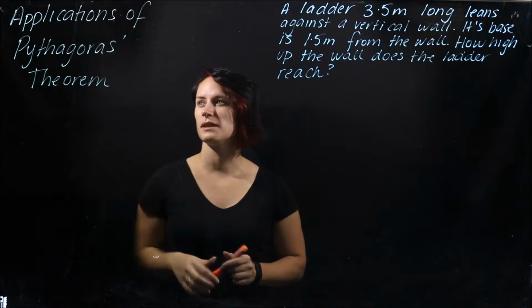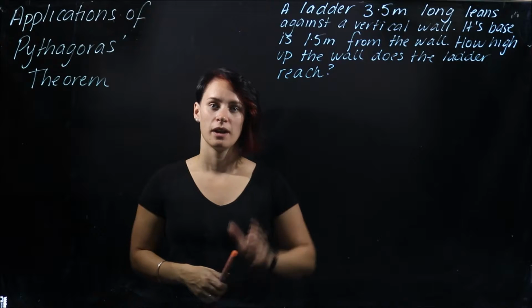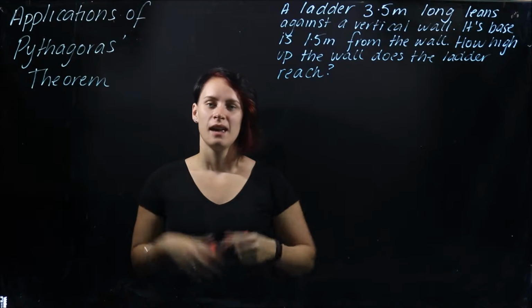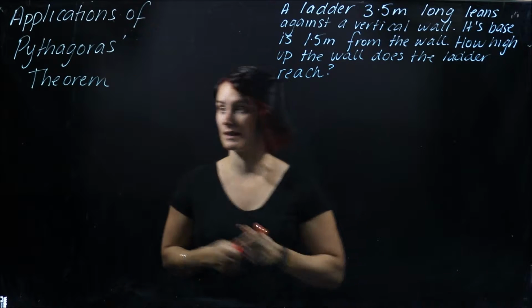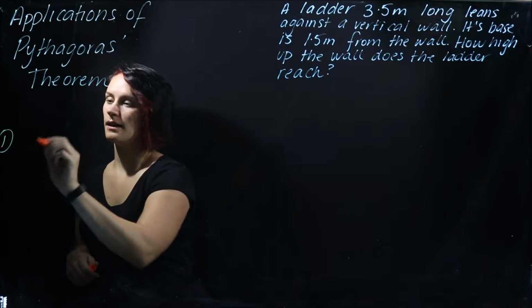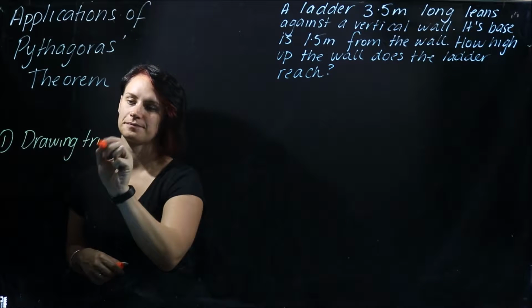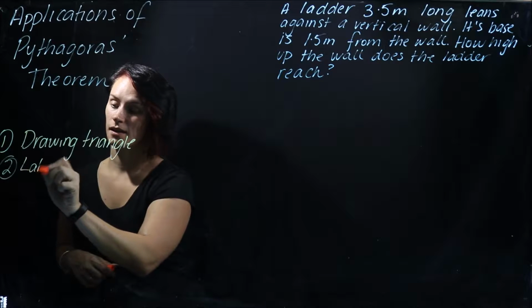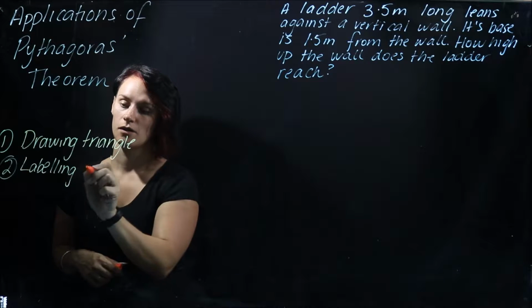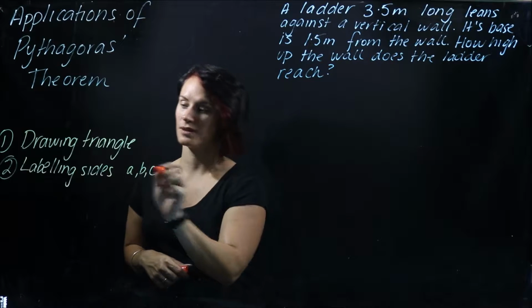Alright, in this lesson what we're doing is looking at applications of Pythagoras' theorem, so when we use that in the real world. And we've got a word problem up here, and regardless of what that word problem is, we should still be following our same 5 set of steps. So we should still be considering drawing that triangle, labelling the sides, remembering that we are trying to find sides that are either A, B or C.